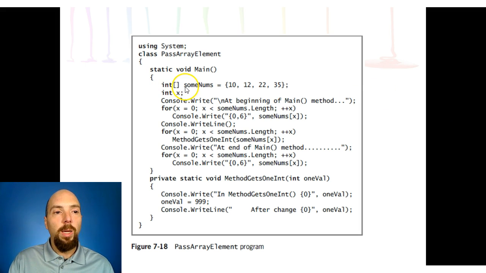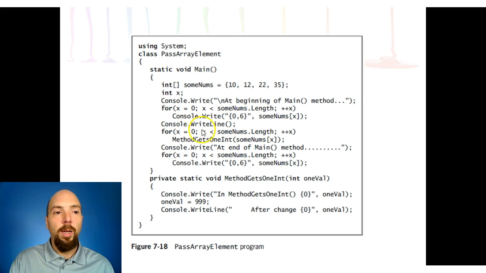Alright, so in this example we have an array. It's an integer data type called sumNums. It has 4 elements. And then we're going to create an integer called x. We're going to write out at the beginning of the main method, and then it has a for loop. So from 0 through the length of sumNums, we're going to increment x by 1. And we're going to write out just simply what are all of the values. So it'll write out 10, 12, 22, 35.